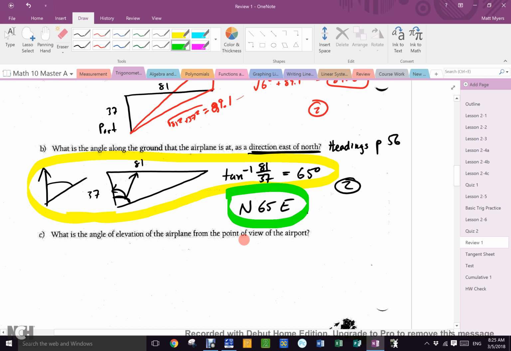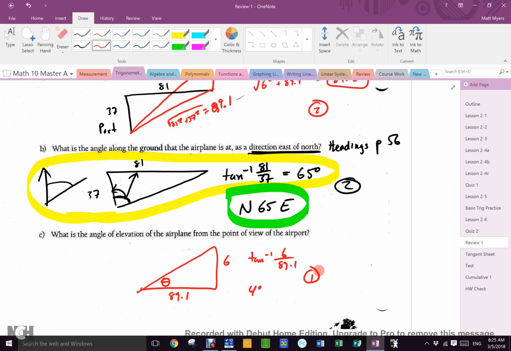And finally, the angle of elevation to the plane. That's the red triangle that we drew up top, which we knew was 6 and 89.1, and there was theta. So again, that's a shift tan, 6 divided by 89.1, and I believe it comes out to something like 4. Oops, I did 9 divided by 89.1. What a maroon. 3.85, so yes, 4 degrees. And that is worth 1 mark, so you only had to do 1 thing.